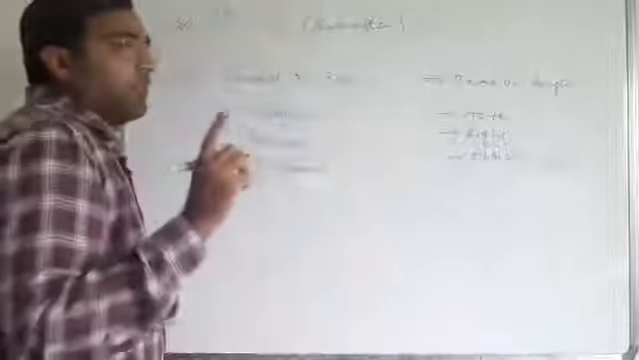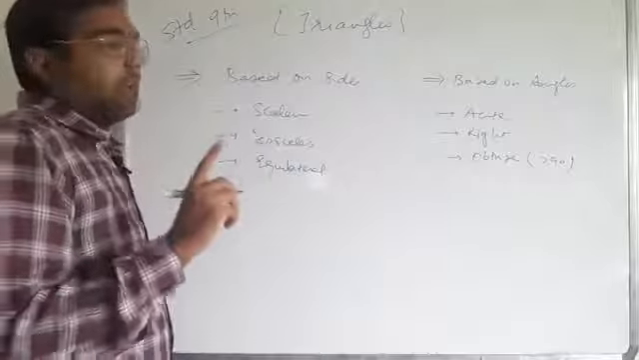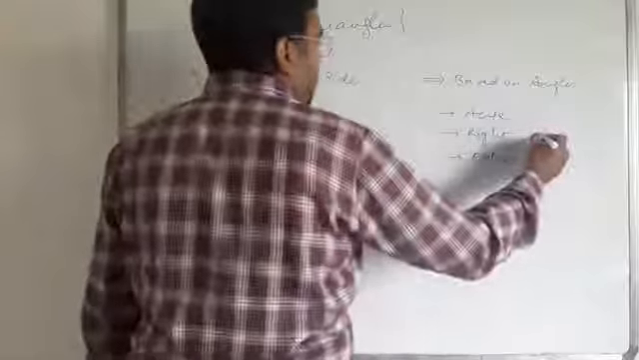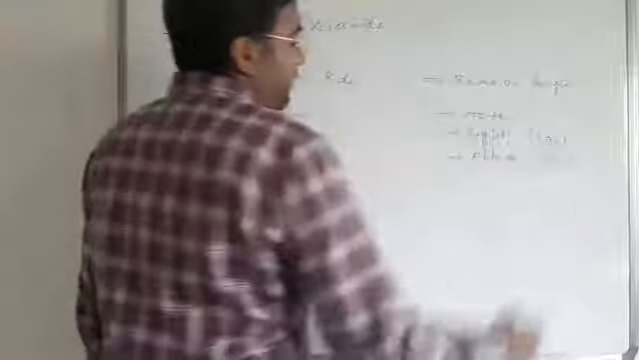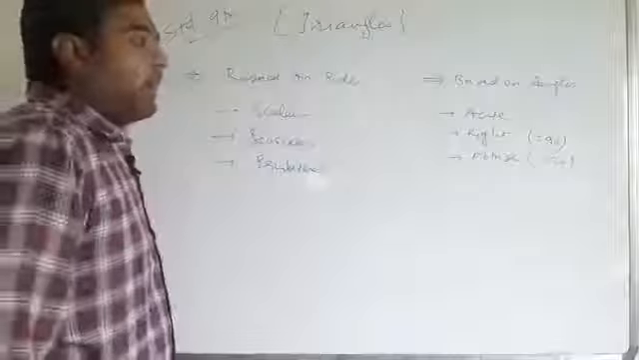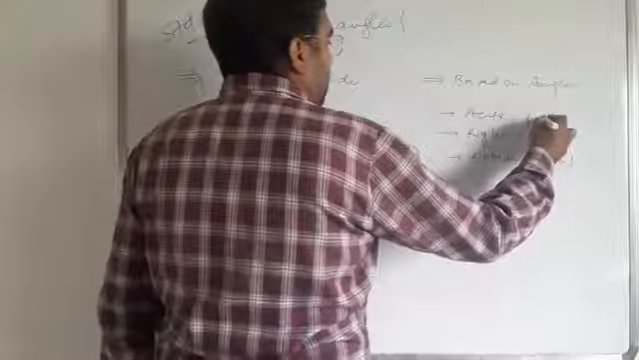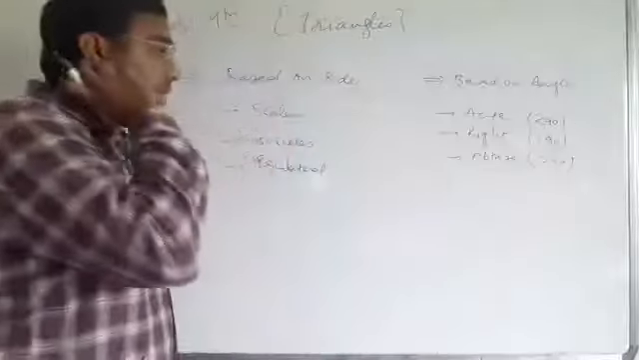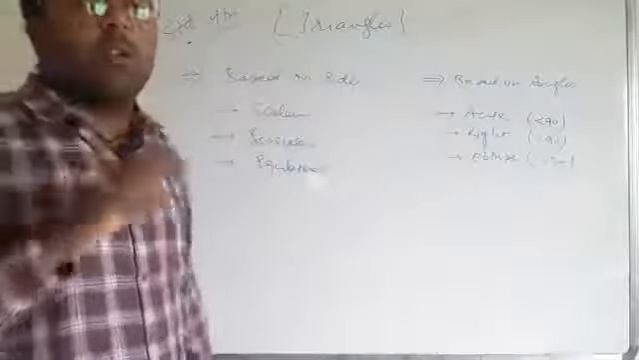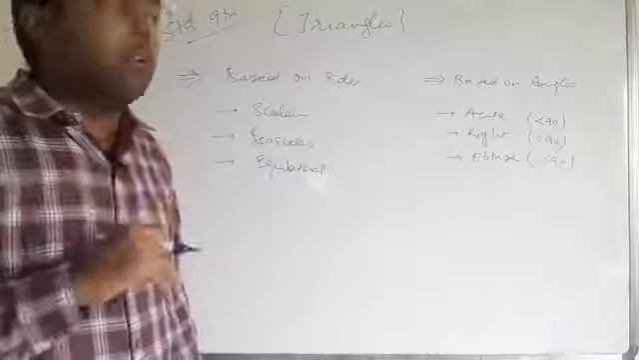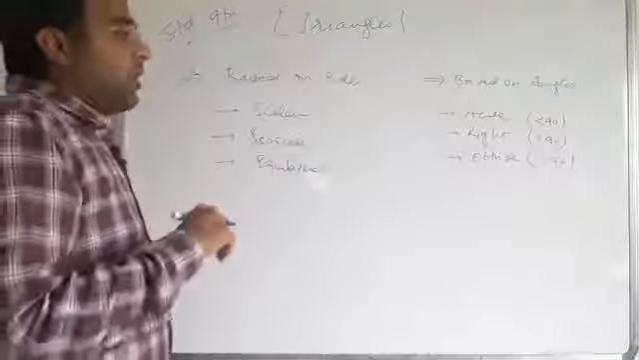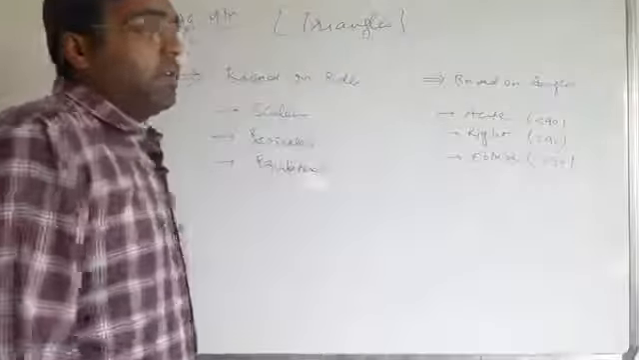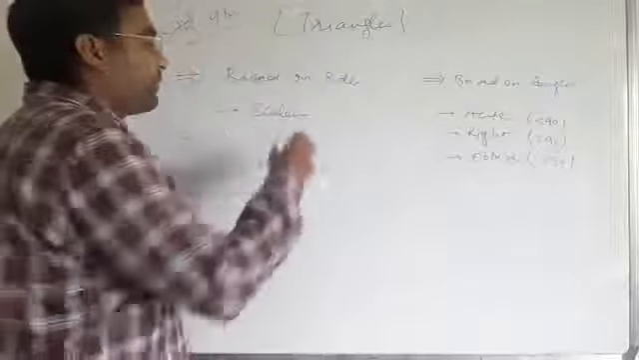Any one of the angles of the triangle is greater than 90 degrees, that is an obtuse angle. If one angle is equal to 90 degrees, that is a right angle. In an acute triangle, every angle is less than 90 degrees, that is known as the acute angle.